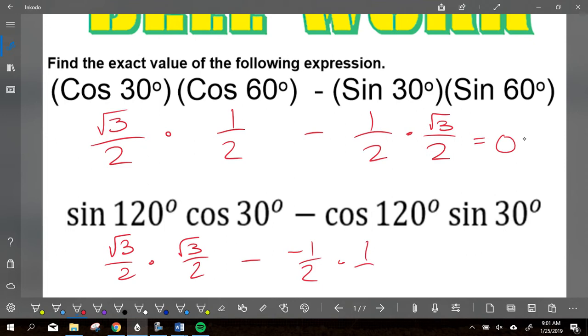1/2. So I'm putting this together. Radical 3/2 times radical 3/2 would be 3/4 because the radical 3's would get you 3, and 2 times 2 gets me 4. Then it's going to be plus sign here because I have 2 negatives in that second part. I've got minus and a negative. So minus a negative gets me plus. 1/2 times 1/2 gets me 1/4. And when I add those together, it gets me 1. Okay? It gets me 1.